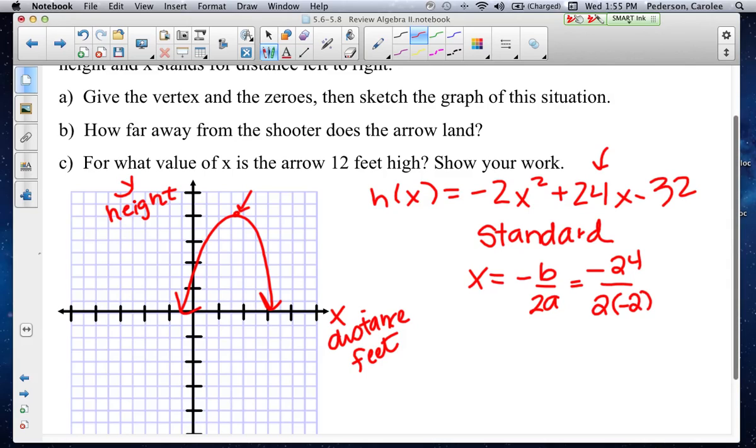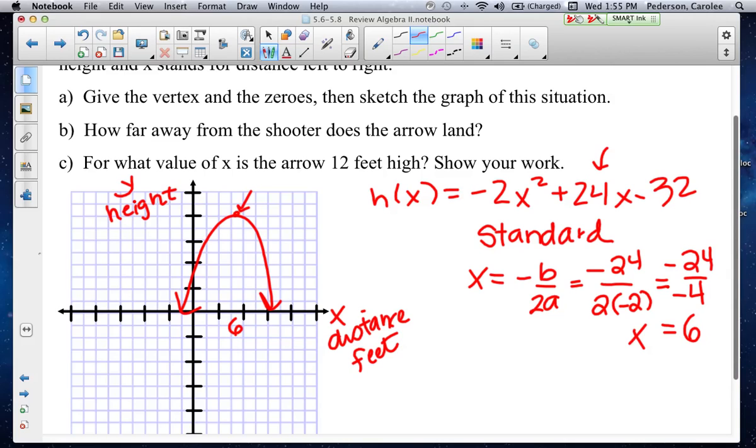You don't need the quadratic formula for the shortcut to find the vertex, no. If you want to find the zeros later, yes. So negative 24 over negative 4, which is 6. So now we know this vertex is right there at 6, but now we know how high that vertex goes. How do you find the y value of the vertex?